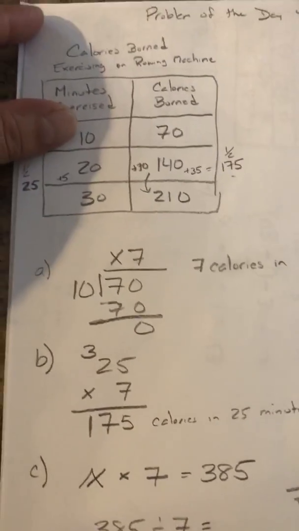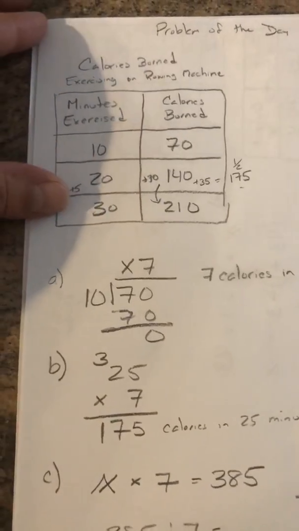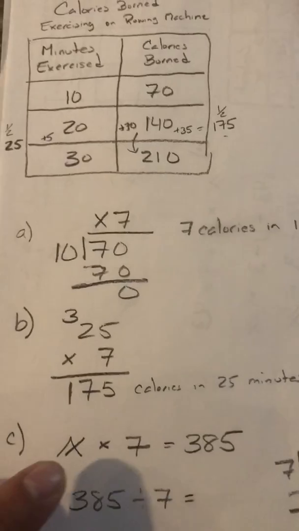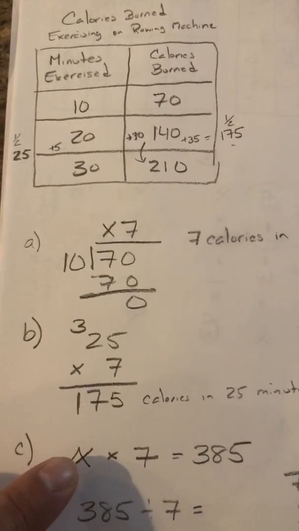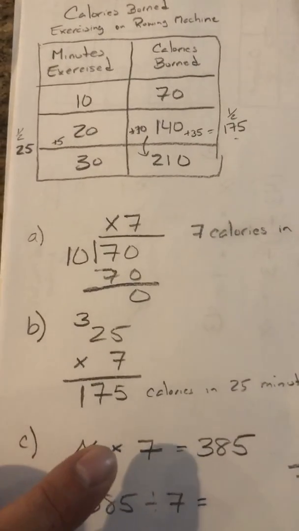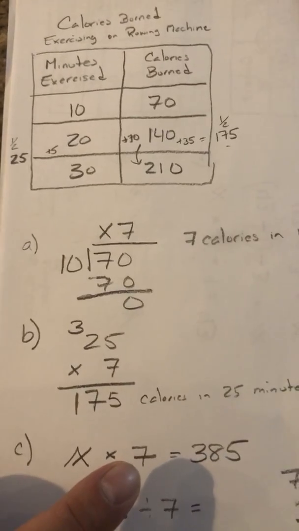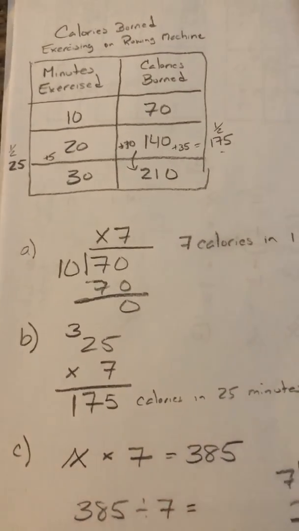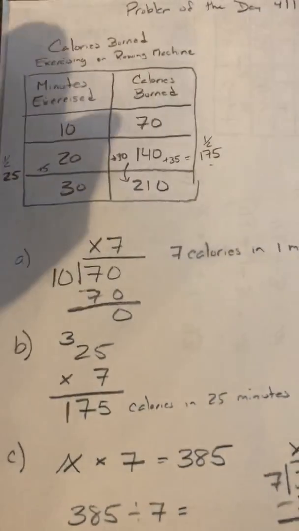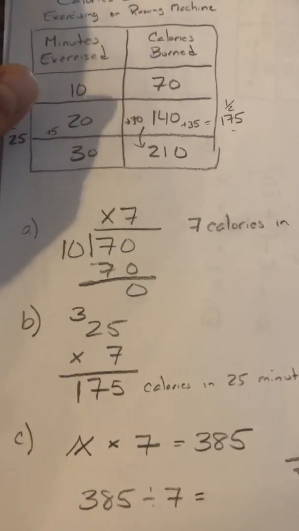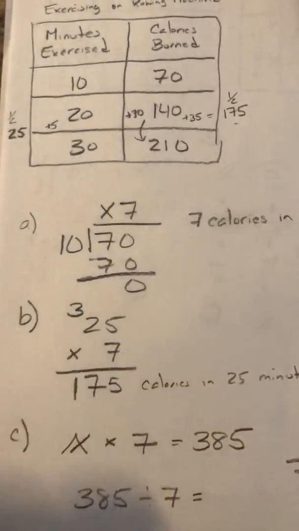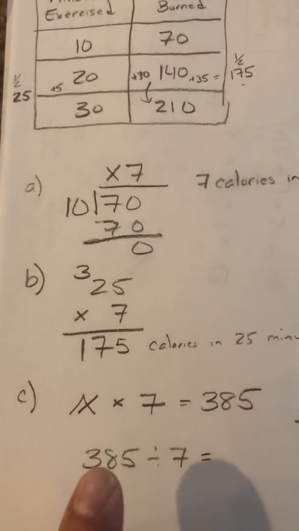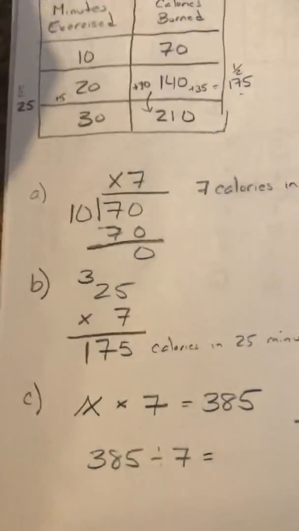Now, in order to figure out part C, if we look here at my equation, in this case, x would be our input, that's the minutes, we don't know that one, times 7, so that's how many calories she burns in a minute, and we need it to equal 385 calories. So in order to do this, again, we're going to have to do the inverse or the opposite operation and work backwards. So instead of doing multiplication, we're going to do division. So this is going to become 385 divided by 7.